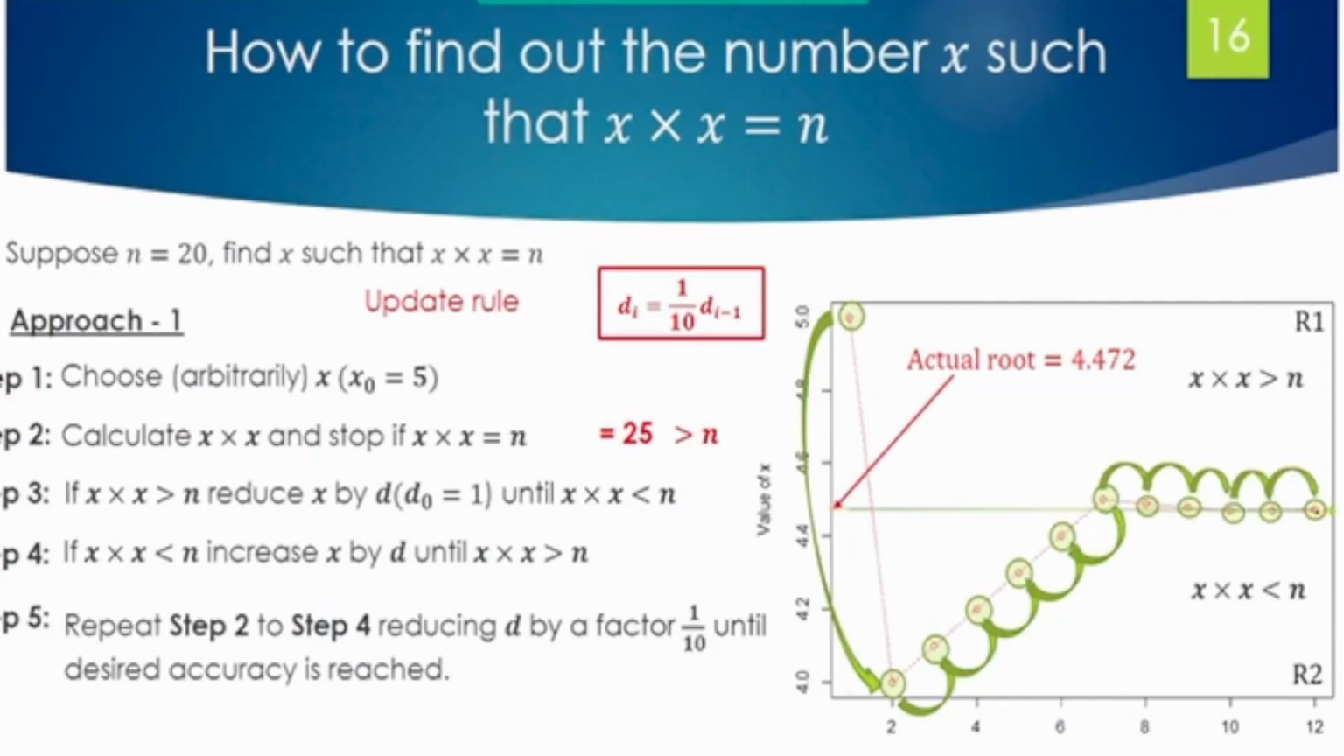Eventually it is coming very close to your actual root, which is 4.472, so we will get the final result. So in this case, after 12 iterations, the x value converges to the actual root. Now see one more interesting topic.